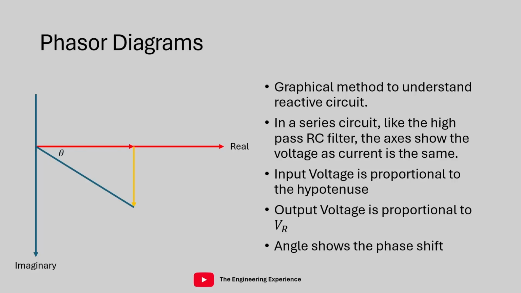Now, just to quickly explain what phasor diagrams are. They are basically a graphical method that help to understand reactive circuits. So in a series RC circuit, like I showed you with the high-pass RC filter, the axis, being this one and this one, so this axis would show you the real part, and then this axis would show you the imaginary part of the equation. So obviously that would be covered by the capacitance, and that would be covered by the resistance. In our case, obviously, the output voltage is proportional to the voltage across the resistor. The angle over here would show you the phase shift.